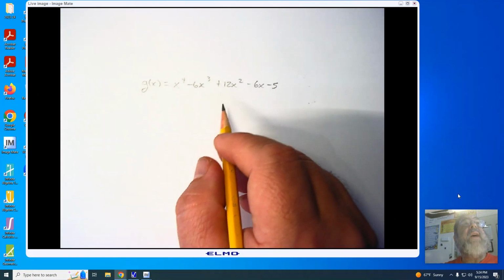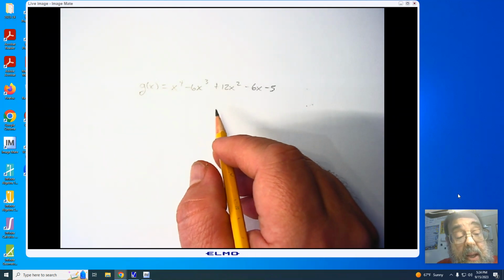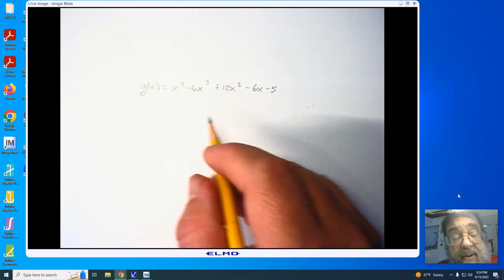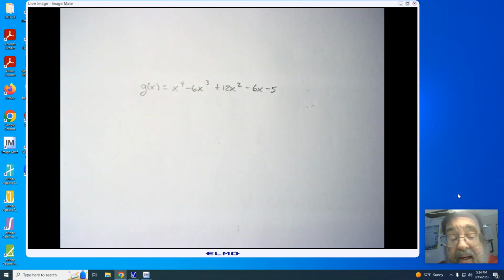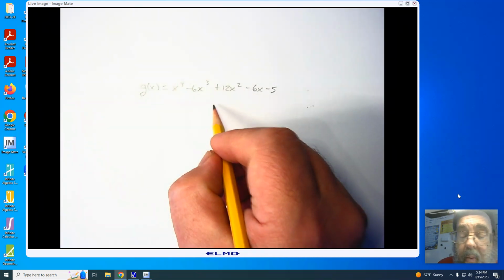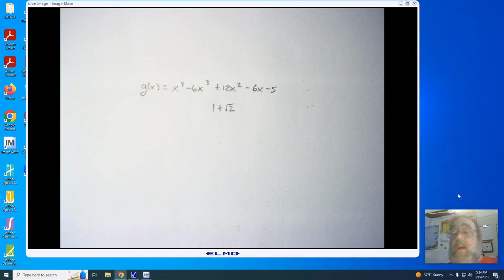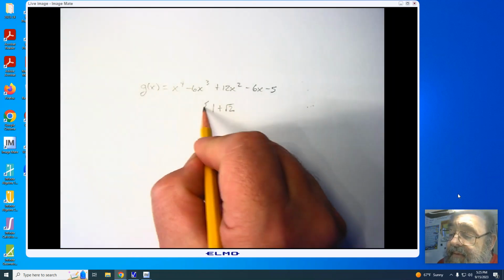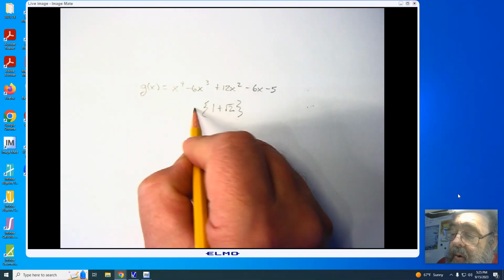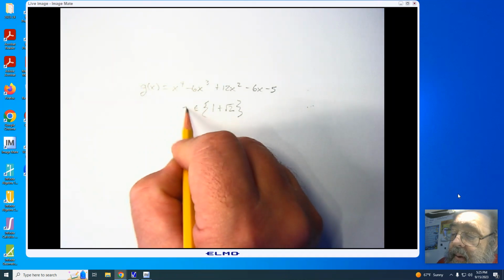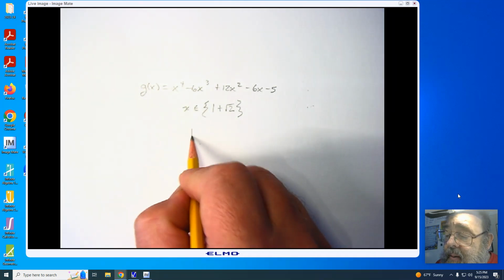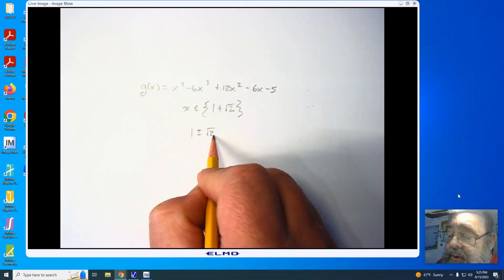So here you'll notice I have a polynomial in front of me, and this polynomial is just x to the fourth minus 6x cubed plus 12x squared minus 6x minus 5. And I'm going to tell you that 1 plus root 2 is a factor. Now, if I know that this is a factor or a 0 of x, then I need to work with 1 plus or minus root 2.